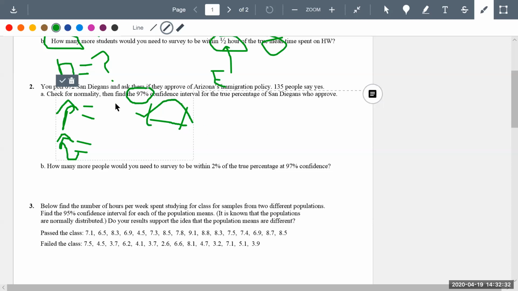Throw it in, and it says check for normality, so that's where I'm trying to be nice. So you know you have to check np hat and nq hat. They got to be at least 5.